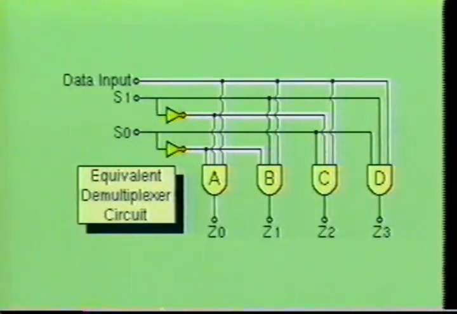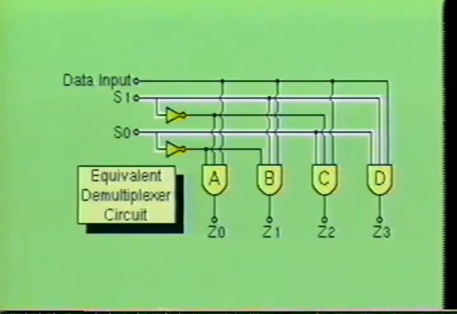Therefore, the data from this data input line is routed to output Z0. By making data select line S1 high and leaving data select line S0 low, AND gate B is turned on, allowing the information to flow from the input to the Z1 output. When data select line S1 is made low and data select line S0 is made high, AND gate C is turned on, which allows the data from the data in input to be transferred to the Z2 output.